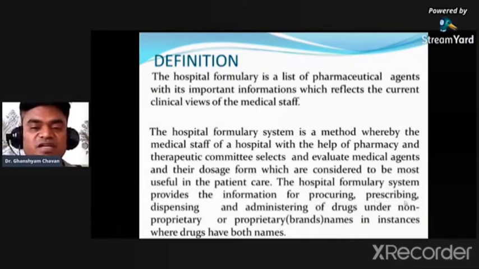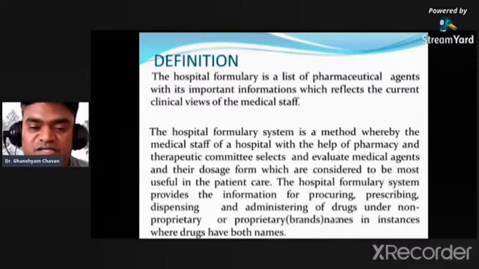After that, prescribing. It has a great role in the prescription. A doctor cannot prescribe in his own way. Whatever drugs have been mentioned in the hospital formulary, only those drugs can be prescribed by the physician. So in prescribing, it has a very great role. After that, dispensing and administration of the drug. Dispensing: whatever drugs are prescribed, only those drugs will be dispensed.